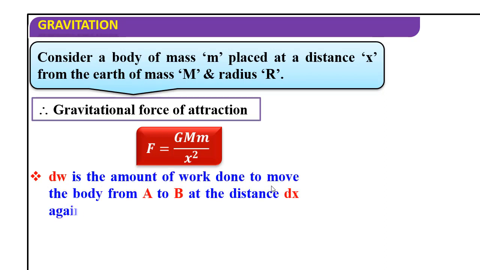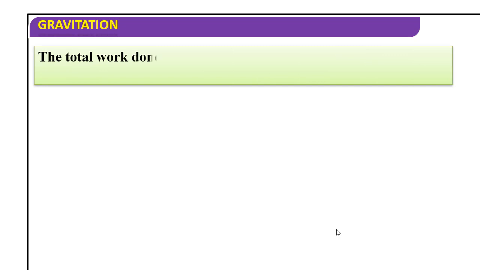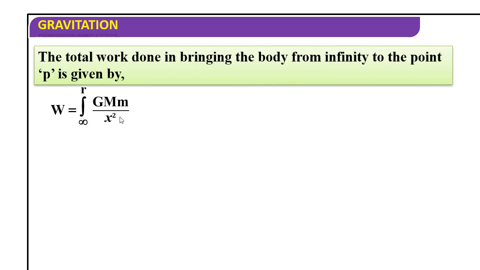dW is the amount of work done to move a body from A to B at a distance dx against the gravitational force. So F into dx. Substituting this value, dW is equal to GMm by x square dx. Integrating this equation, we get the value of work done, GMm by x square, from infinity to R.